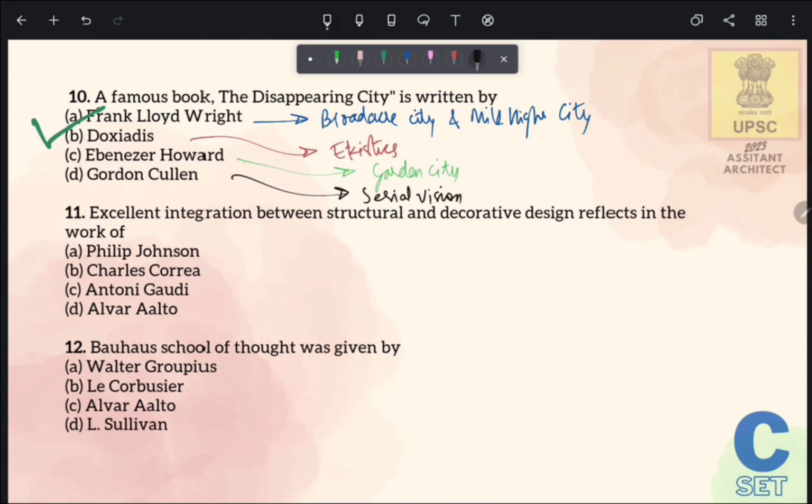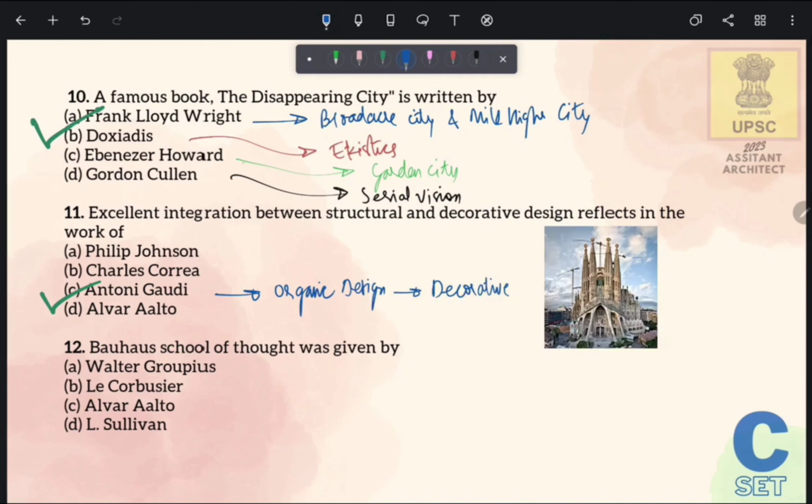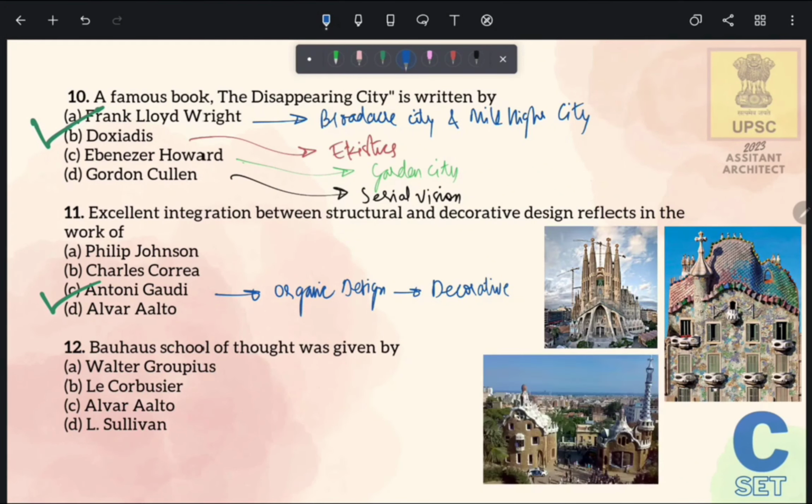Next question is: excellent integration between structural and decorative design reflects in the work of. So the correct answer of this question is Antonio Gaudi. He is famous for his organic design. Some of his famous examples are Sagrada Familia, Casa Batlló and Park Güell.